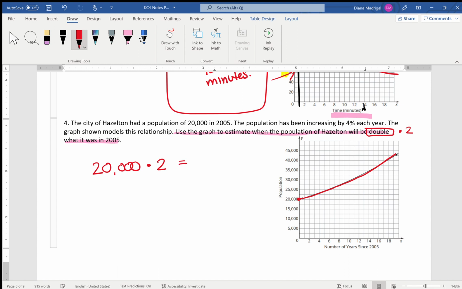And remember, just look at where they intersect, look at the number of years, okay, and then give me my final answer. And that's it for target D.